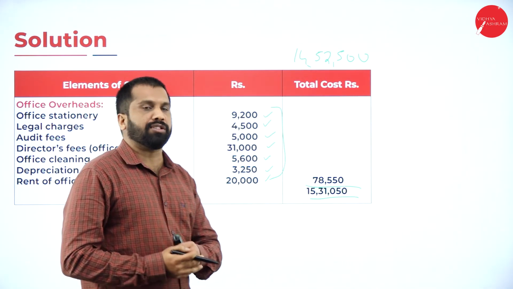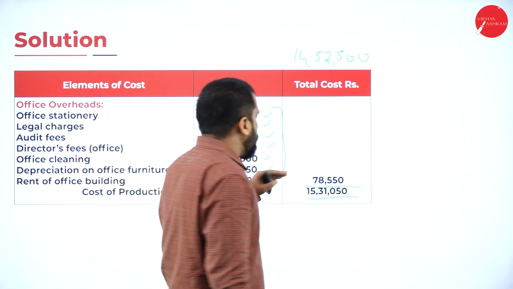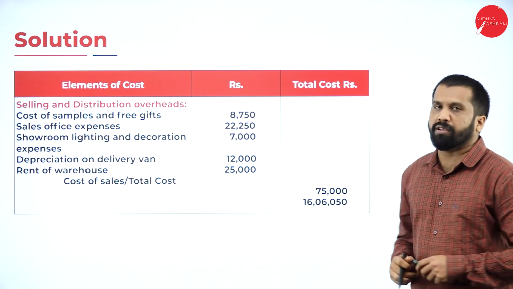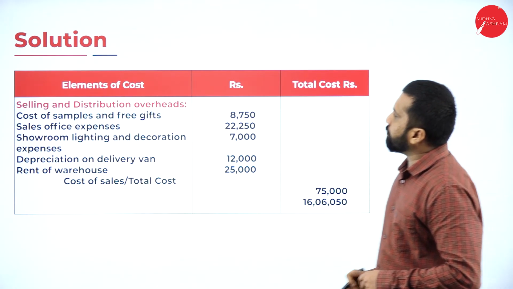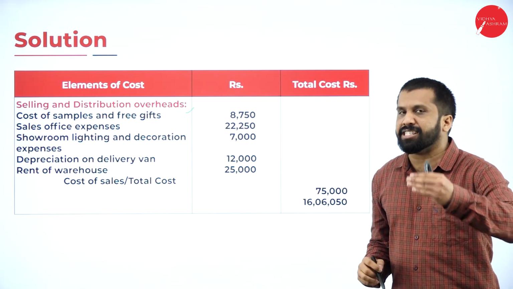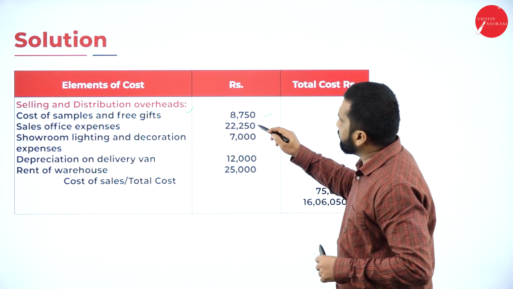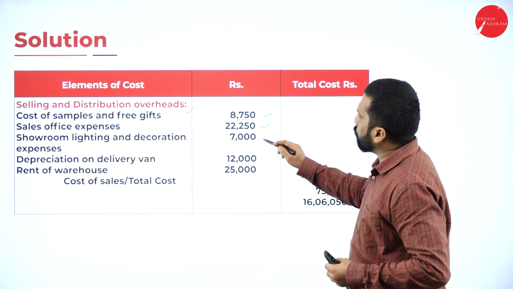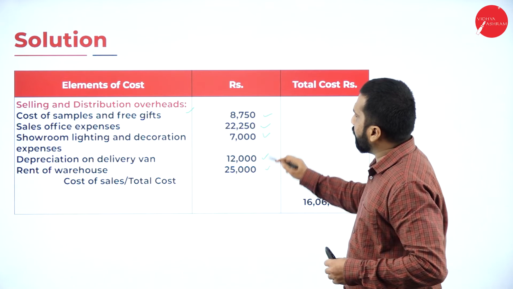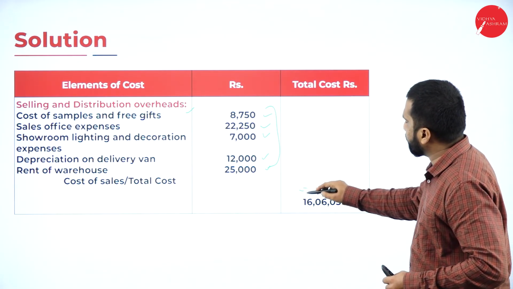The cost of production you got is 15,31,050. Now, once you are done with that, we'll go for the next one. What is the next one? Selling and distribution overhead. All the selling related expenses will come. Now, cost of samples, sales office salary and expenses, showroom lighting, depreciation on van, rent of warehouse. Add everything, you will get 75,000.